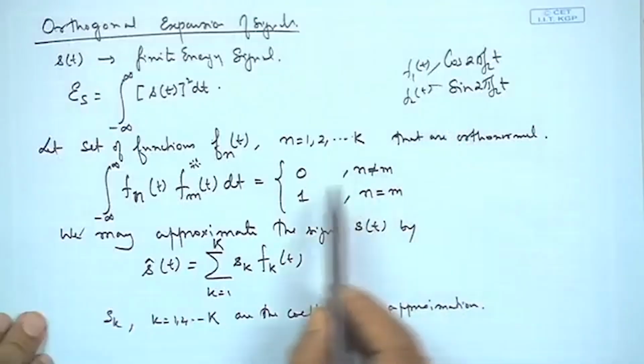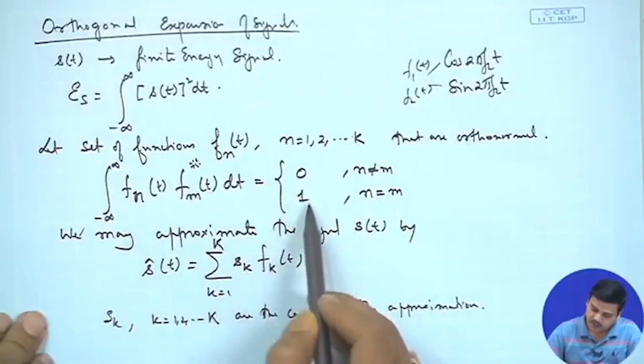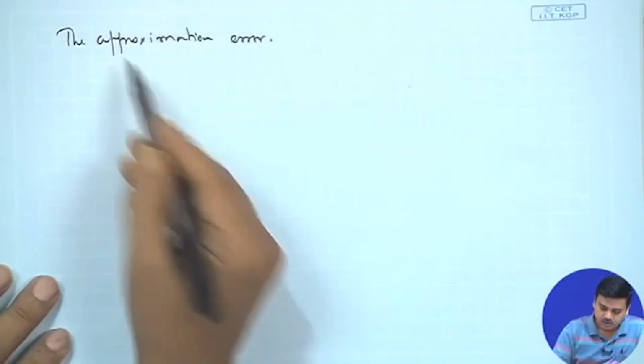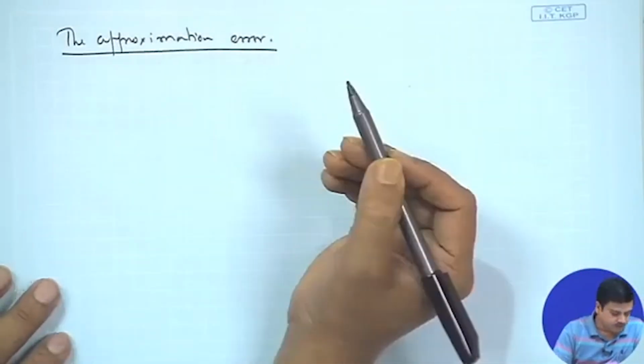So, the answer turns out to be yes in quite many cases, and there could be many other functions as well. So, this is one particular example of the situation where these are orthonormal functions. There could be n dimensional orthonormal functions. Then we go to the approximation error.